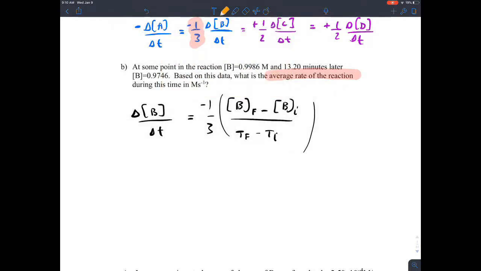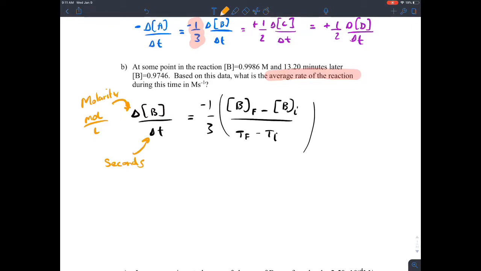Now, I should point out at this point that the delta T that we were referring to here is seconds. And I should point out that this B, the concentration, I've been kind of vague with it, the concentration refers to molarity. So that's molarity, just to remember, that's moles per liter.